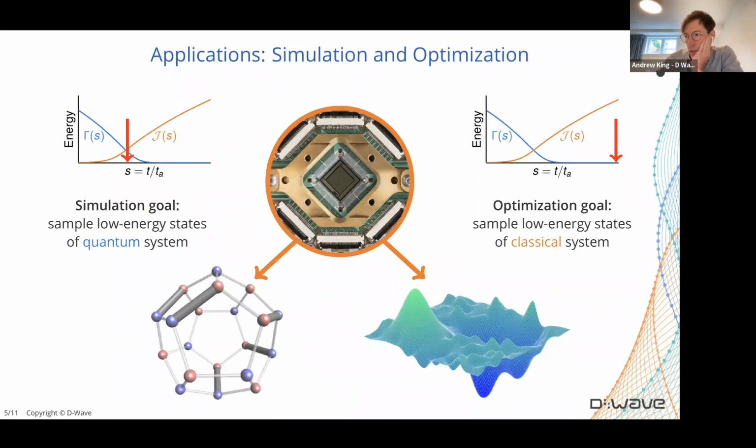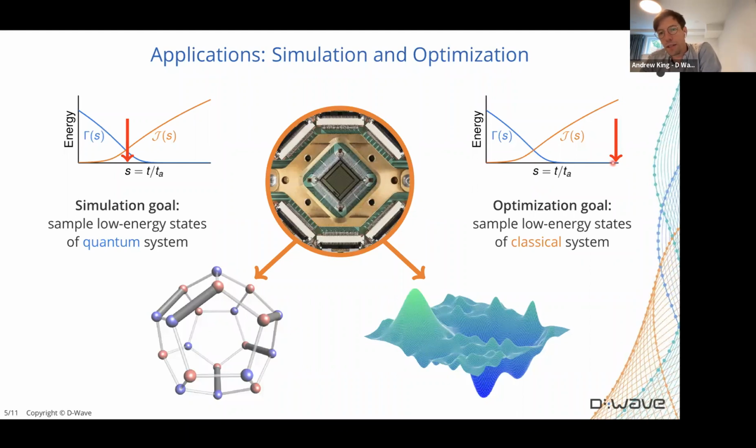Now, I'm going to talk about two basic classes of applications. One is simulation and one is optimization. Optimization is usually what somebody wants to do if they don't care about quantum physics. So that includes a lot of customers and people who are curious about quantum annealing. If you want to optimize, you read out the system or sample the system after the quantum fluctuations are totally gone. So this is at the end of the anneal.